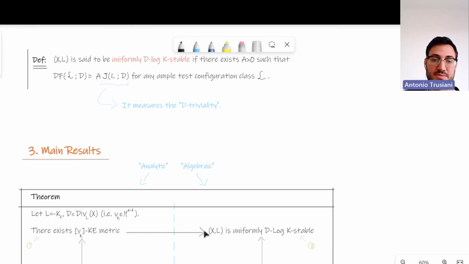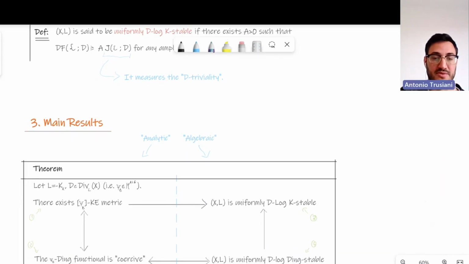this arrow produces one implication of the Yau-Tian-Donaldson conjecture in our setting. So if there exists a psi_D Kähler-Einstein metric, and I repeat, a Kähler-Einstein metric with prescribed singularities encoded in this psi_D, then (X, L) is uniformly D-log K-stable. So this is one implication of the Yau-Tian-Donaldson conjecture.